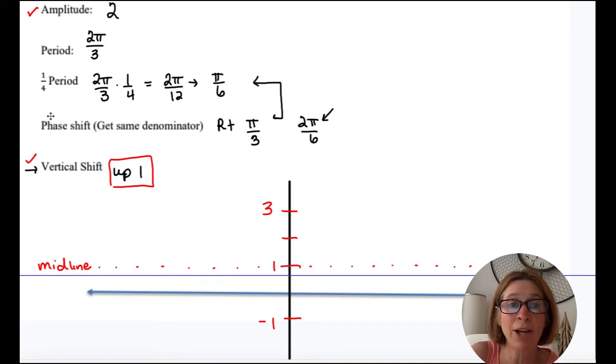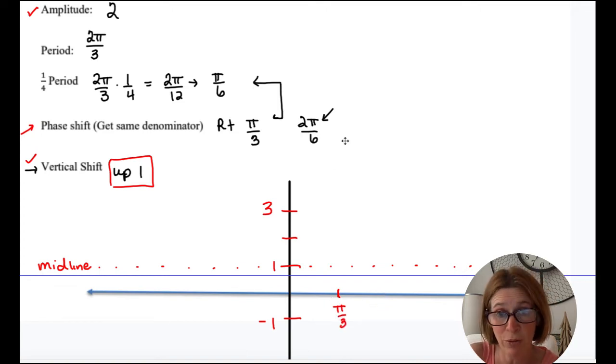Okay, so now I go to my phase shift. So 2 pi over 6, which is pi over 3. Okay, and I'm going to go another pi over 6, which is going to put me at 3 pi over 6, which would be pi over 2. 4 pi over 6 would be 2 pi over 3. 5 pi over 6. And 6 pi over 6 would be pi. I'm going to stop there because I have my 1, 2, 3, 4 nice units.